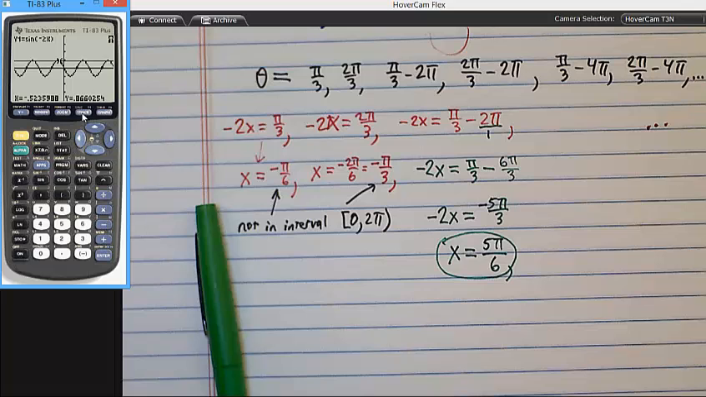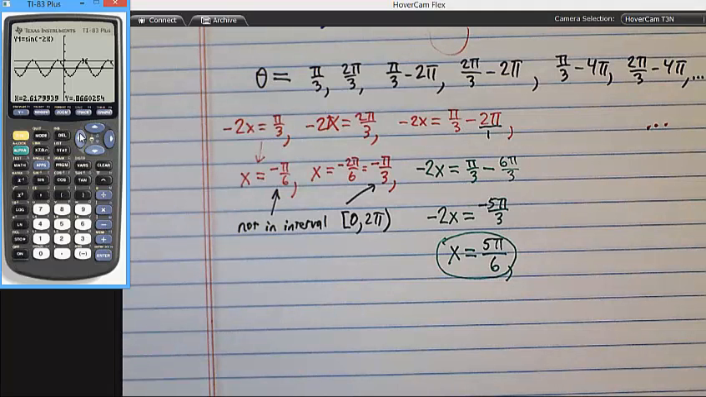and hit second calculate a value, and let's throw in 5 pi divided by 6, boom. There's one of the answers. Right? Doesn't matter if I click up and down, it's a point of intersection. Do you guys see that? Okay? And there are others, right? There are others. So how would I get another one?